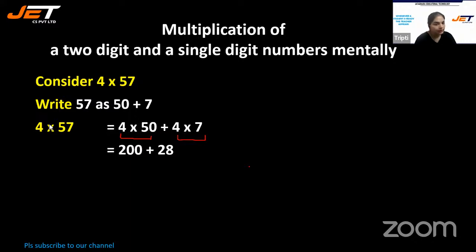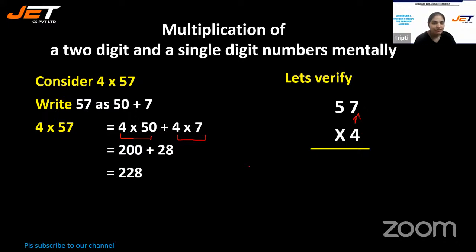All right. So 28 plus 200, or 200 plus 28, will give me 228. I hope you got the same answer. Now let's verify. Let's check. 57 times 4. So first is 4 times 7. 4 times 7 is 28. 2 here, 8 here. Then 4 times 5 is 20. 20 plus 2, 22. It's 228. Both the answers are same. That means we have done this correctly. Hence verified.